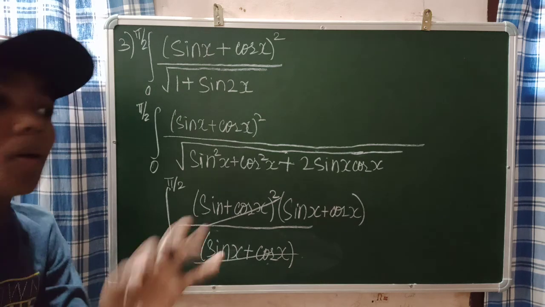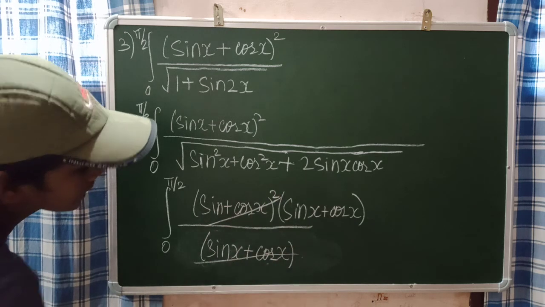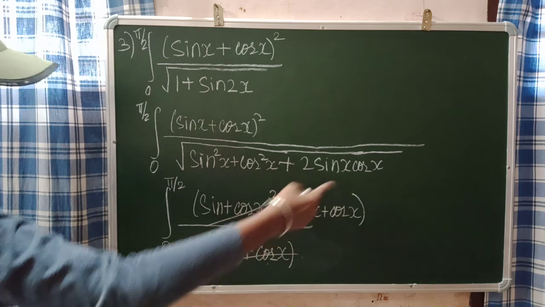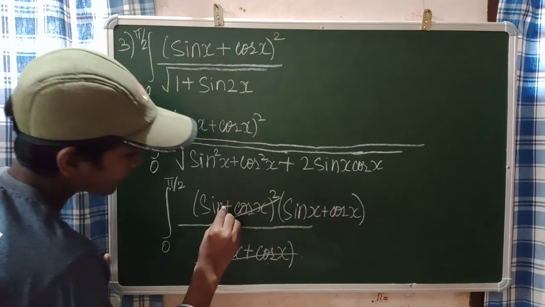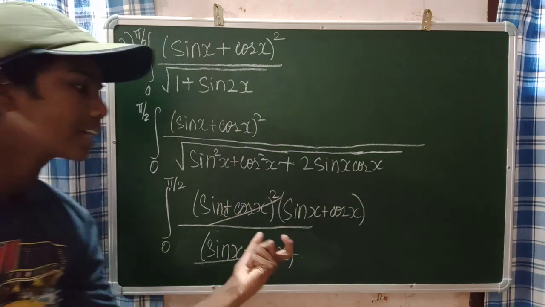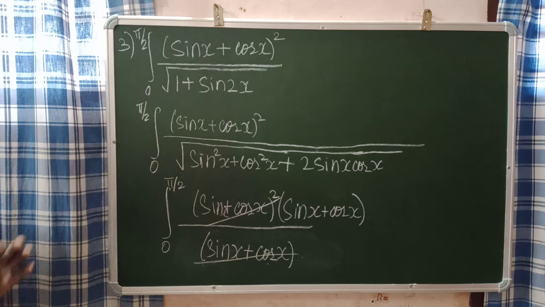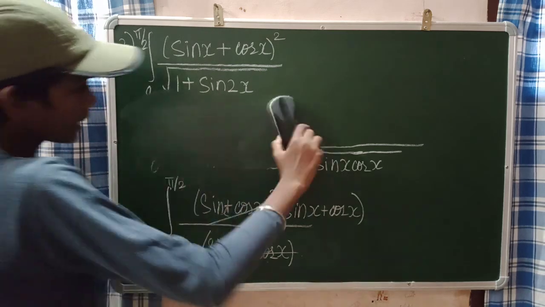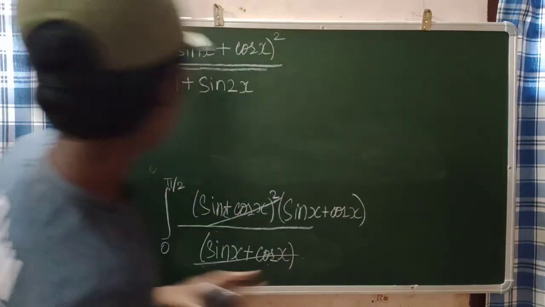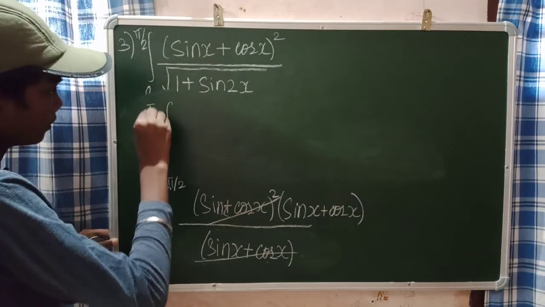I'm saying that a particular expression sin x plus cos x, because sin x plus cos x whole square divided by sin x plus cos x, where your denominator will get cancelled with sin x plus cos x in your numerator, and you will be left with 1 sin x plus cos x in your numerator. Now it's a very easy question. Listen carefully. So what you are going to do is, I'm having the integral from 0 to pi by 2.